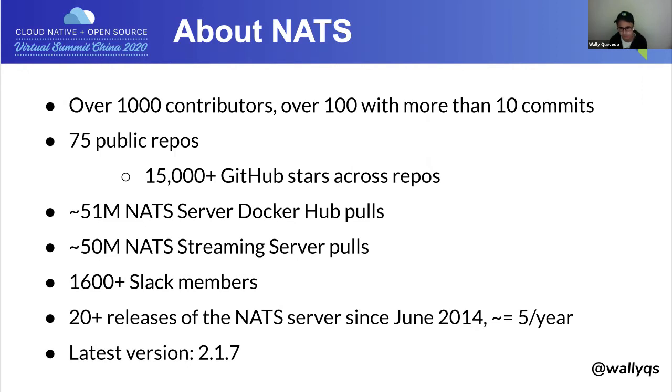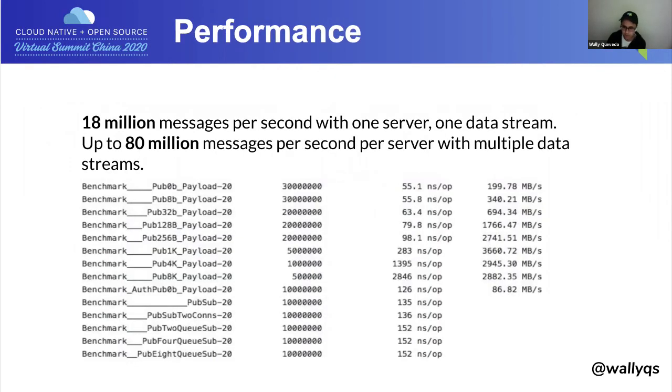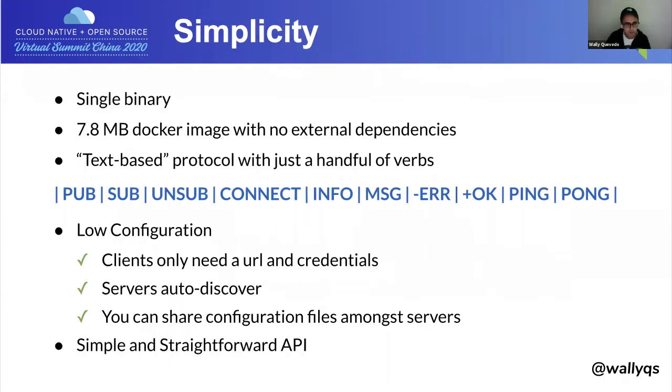NATS v2 was released a couple of years ago, and we're currently on the 2.17 version of the server. The performance is still pretty fast, 18 million messages per second on a single server. Many times a single server is all it takes. If you use multiple data streams, you can even get it to 80 million messages per second with a very beefy machine. And NATS is a single binary.